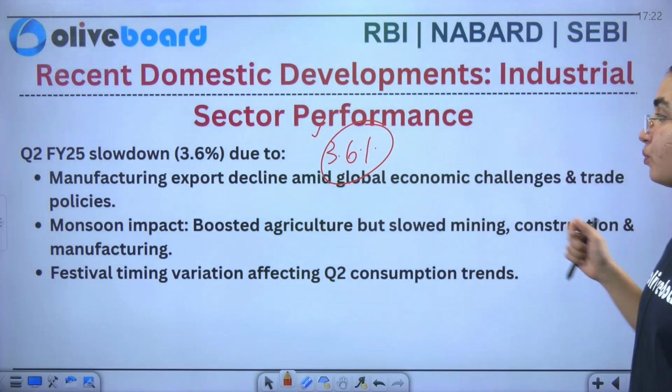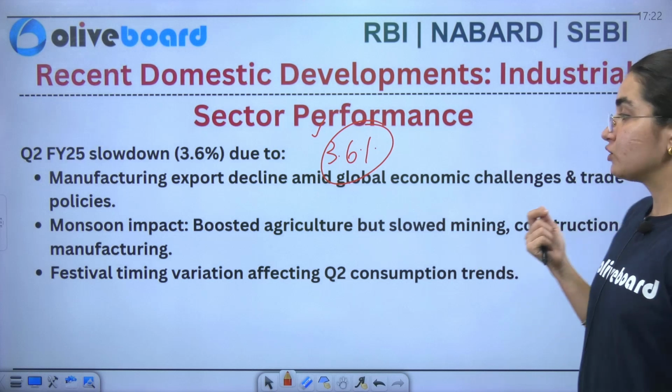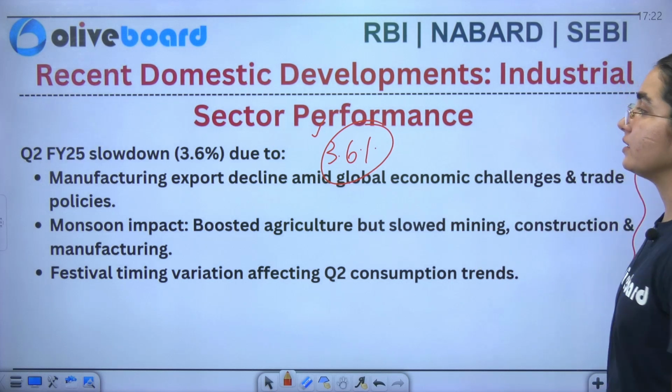Manufacturing exports have declined. This is one of the factors. Monsoon impact is there. That is another factor. These are the factors specifically mentioned in the economic survey.